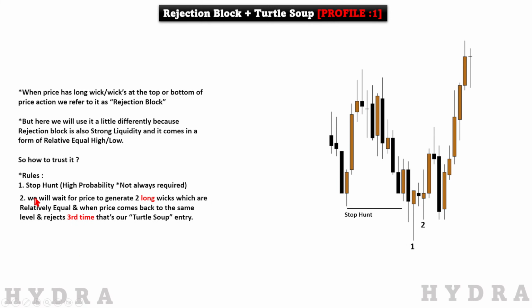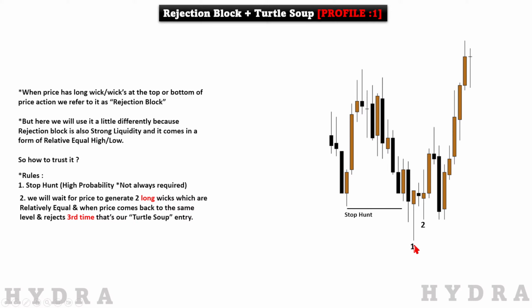Thus our second rule is we will wait for price to generate 2 long wicks which are relatively equal. As you guys can see, 2 long wicks price generated. Why am I not considering this one, right? Because this is not a long wick. It's a basic thing. When you see 2 long wicks, that's when you trust it. When price comes back to the same level and rejects the 3rd time, that's our turtle soup entry.